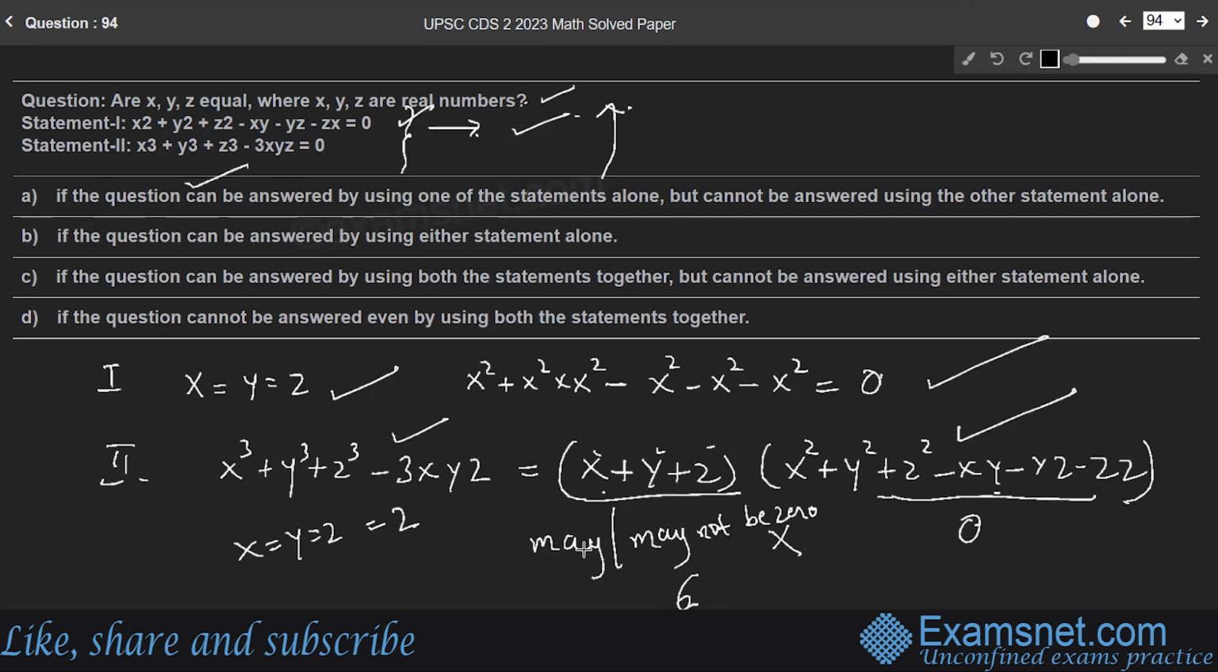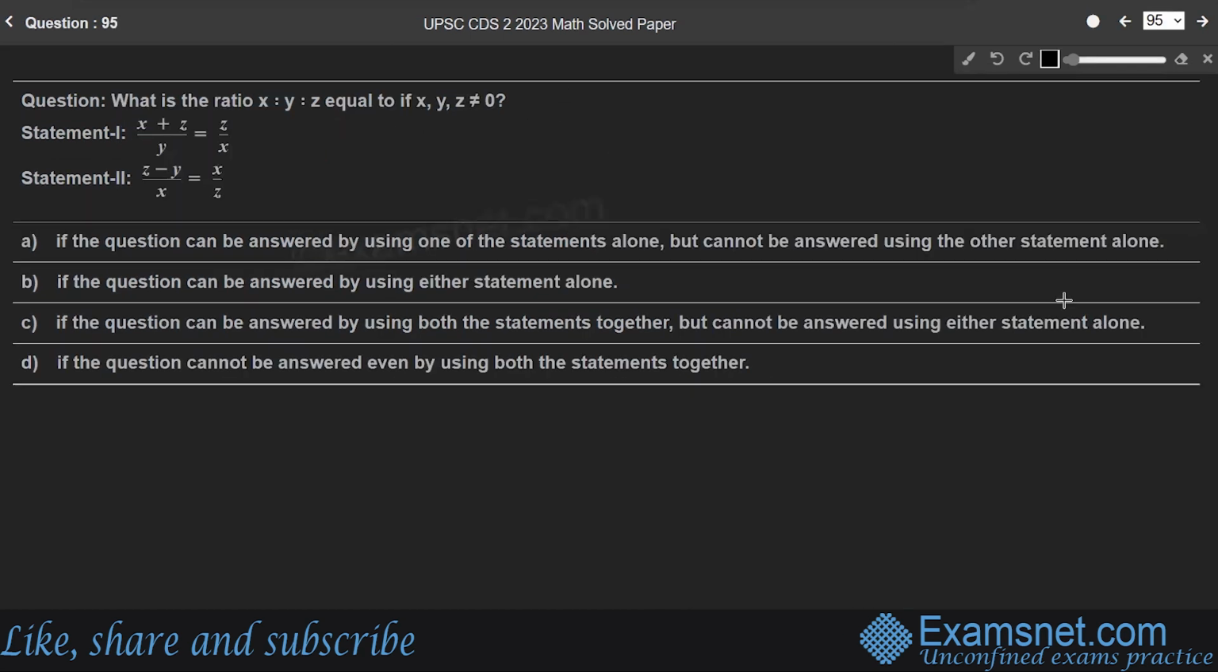If the question can be answered by using one of the statements alone, but cannot be answered using the other statement alone. So we cannot answer the question by using the second statement alone. So the first statement is sufficient to answer the question. But if you avoid the first statement and take the second statement alone, you cannot answer the question. Therefore, option A is the answer. So using one of the statements alone, that means using the first statement, you can answer the question, not the second one. Option A.